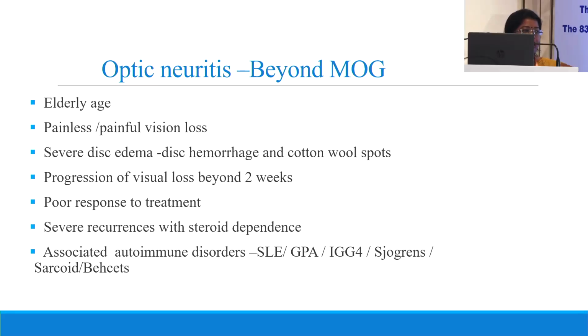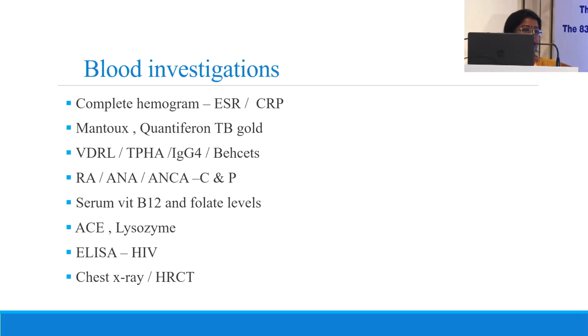Elderly age group, painless or painful vision loss, severe disc edema with a lot of hemorrhages and cottonwool spots, progression of visual loss beyond 2 weeks, poor response to treatment, severe recurrences with steroid dependence, and a lot of autoimmune diseases can be associated with this group of disease, starting from SLE to GPA to IgG4, Behçet's or sarcoid. We have to be very cautious. So we do an extensive blood workup when we plan for this type of chronic immunosuppression therapy for all this group of patients.